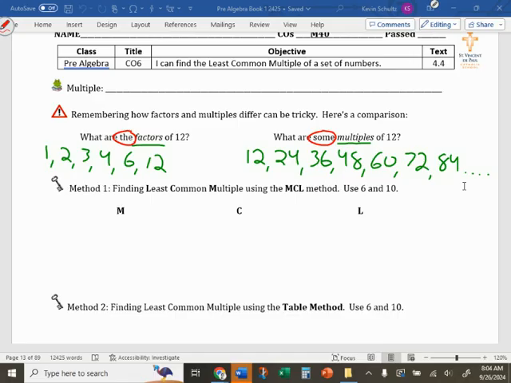And so one difference between factors and multiples is that factors are a finite set. There's only a certain number of factors a number can have, whereas multiples go on forever. Okay? Factors are all, with the exception of 12, smaller than the number that you start with. Multiples, with the exception of 12, are all bigger than the number that you start with. Okay? So how would we define a multiple? If a factor is a number that goes into another one evenly, 2 goes into 12, 3 goes into 12, what would a multiple be?